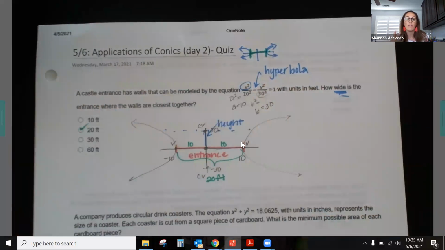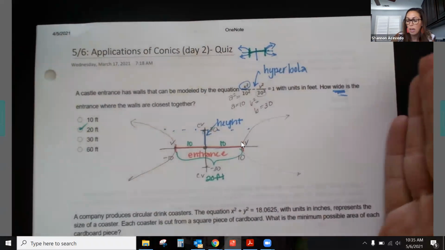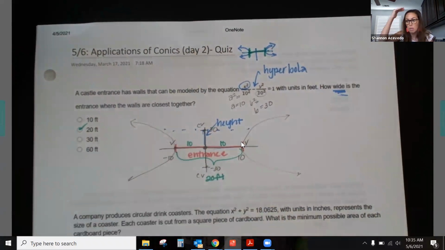So again, sometimes it's hard to visualize how you get a hyperbola into this format. They're saying that the wall is representing these hyperbolas going out. The height right here is going to be how high that wall is. So just some little pieces to help guide you and visualize. All right.